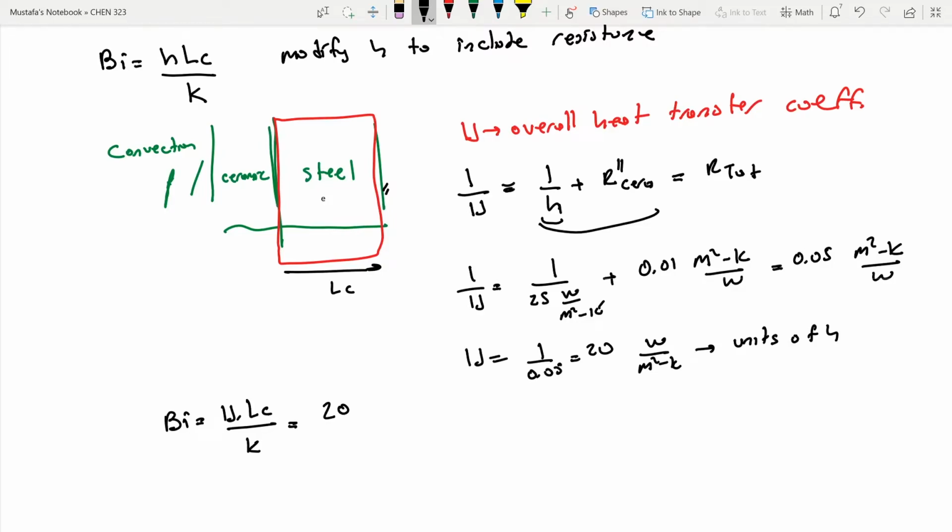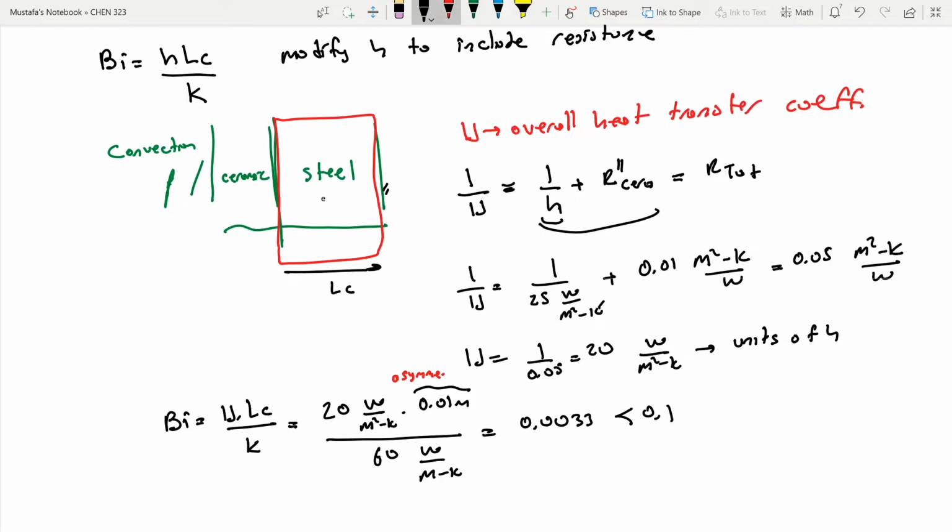So we have 20 watt per meter square per Kelvin. The length is 0.01 meter. This is asymmetric here. We are not taking the half. And then I'm dividing this by the thermal conductivity of the steel, which is 60. And then if you carry out the math, you'll see that the Biot number is less than 0.1.